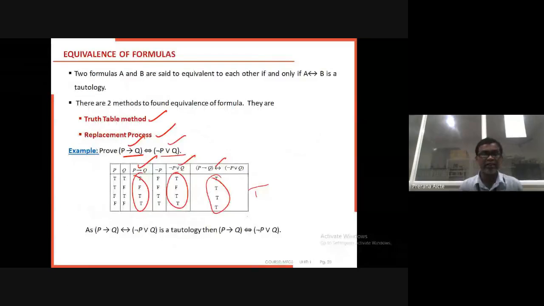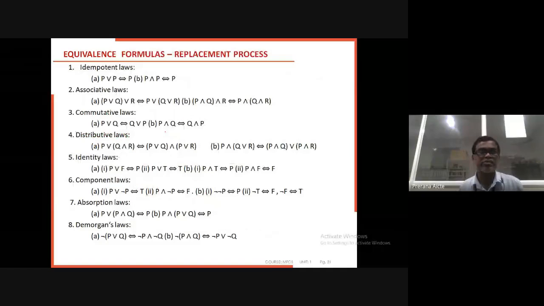And there is another method, the replacement process. In this process, we use different formulas or laws whenever we derive a given formula into another one. Let us see here: idempotent law, P or P equals P, P and P equals P. Associative law, P or Q or R equals P or Q or R. Commutative law, P or Q equivalent to Q or P, similarly for the AND operator. Distributive law, a very important one, P or Q and R equals P or Q and P or R. Identity law, P or false equals P, P or true equals true. Similarly the complement laws, P or negation P is true, P and negation P is false.